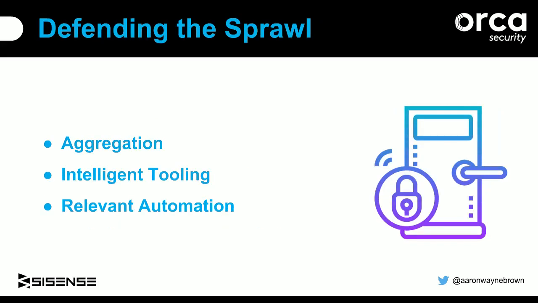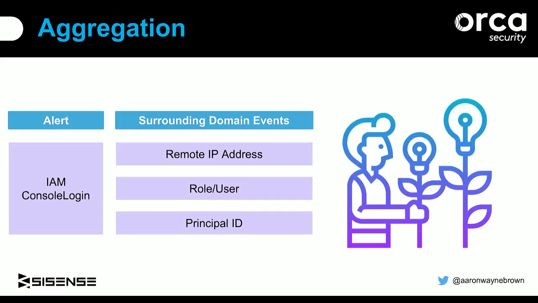So how do we defend the sprawl? I've come up with 3 high-level ways of thinking about it. The first being aggregation, intelligent tooling, and then relevant automation. When you are a lean security team, the last thing you want to be is heads down in the weeds day after day. So focusing on these 3 things really helps move your team along.